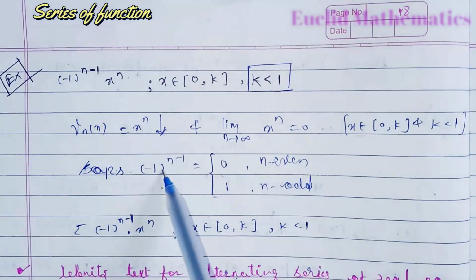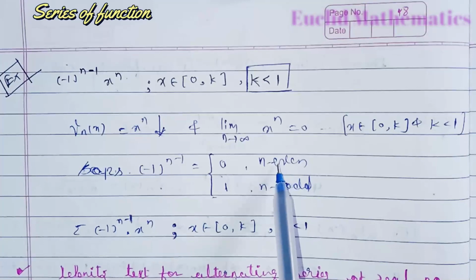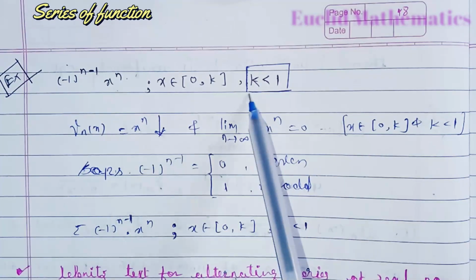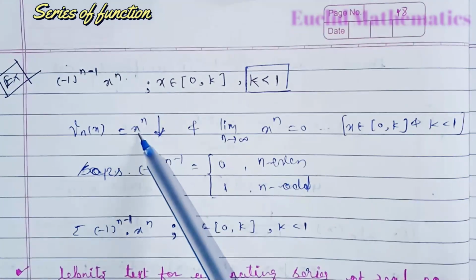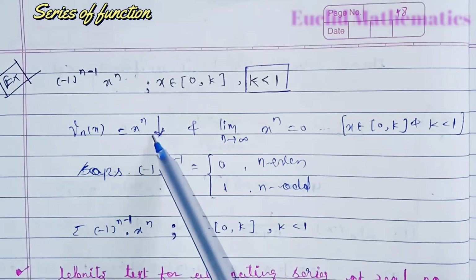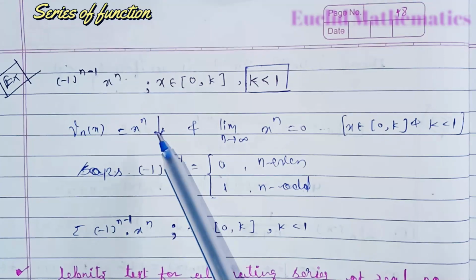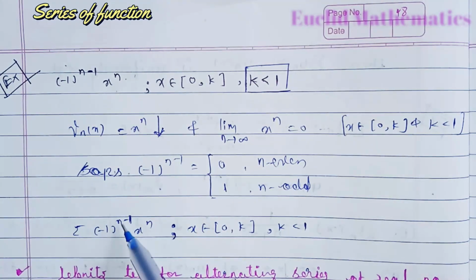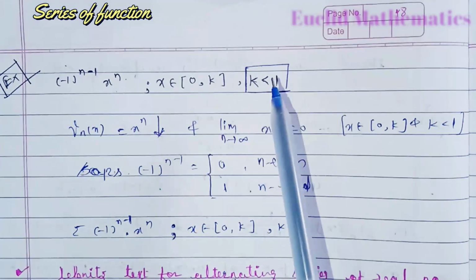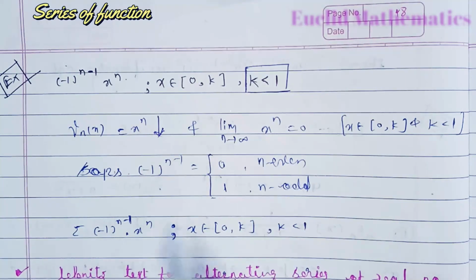You can see that I have shown here that minus 1 raised to n minus 1, for even values it goes to 0 and for odd values it goes to 1, so it is bounded between 0 and 1. The remaining one, x raised to n in the interval closed 0, open 1, goes to 0 as n goes to infinity. So it is monotonically decreasing and uniformly convergent to 0. Then we can say that the series minus 1 raised to n minus 1 x raised to n is uniformly convergent on our interval. So everything depends on these intervals, and we have to be very careful about them when finding uniform convergence.